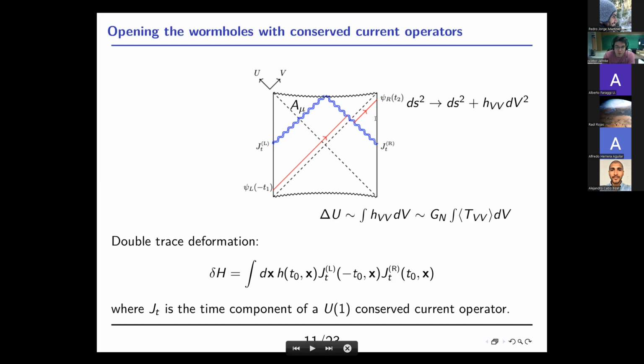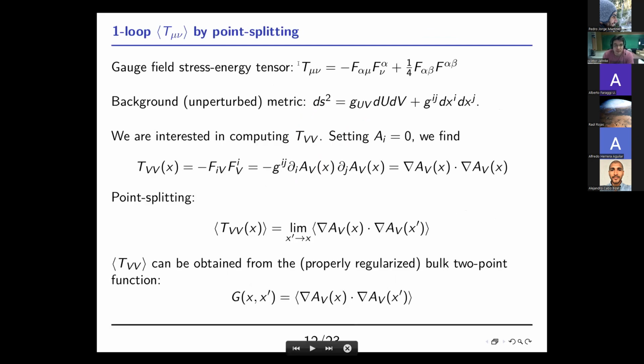So let me try to walk you through this calculation, but I don't want to go into the details. The basic idea here is that you start with your classical stress energy tensor in some generic background. And basically you want to compute the one loop expectation value of this stress energy tensor. And we do this by point splitting. The only component of the stress energy tensor that will be interesting for us is the T_VV component. And you can see that this T_VV component at the classical level is given by a product of gradients of the gauge field.